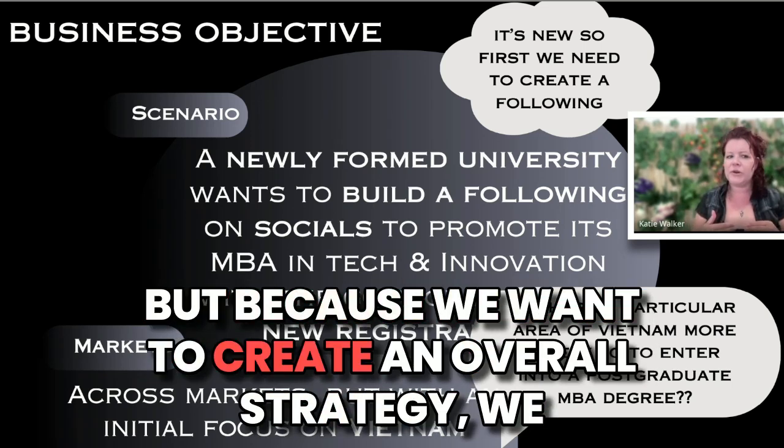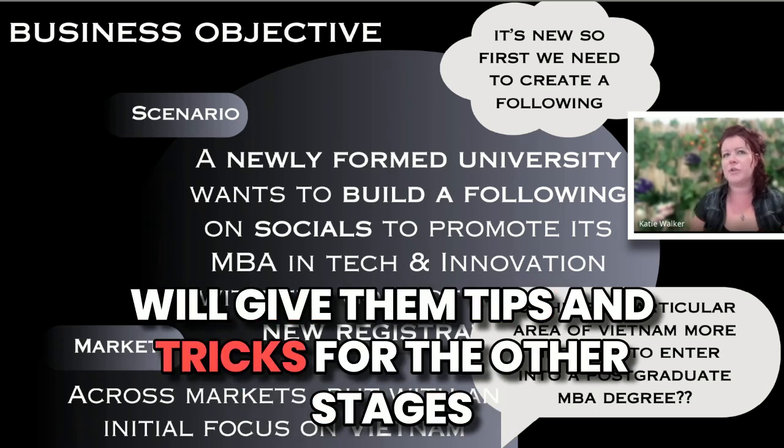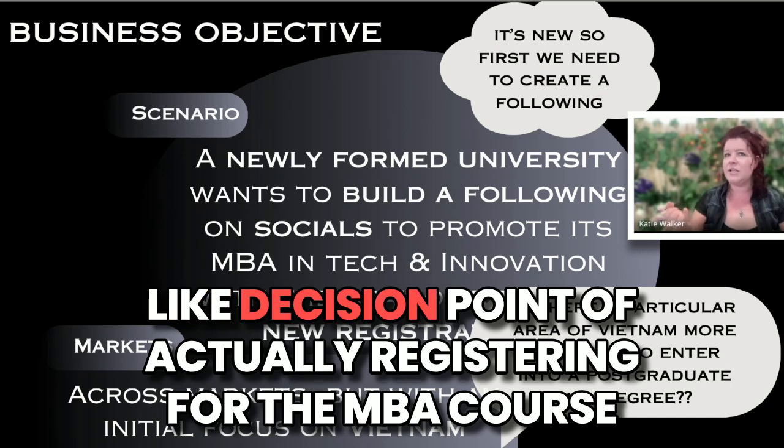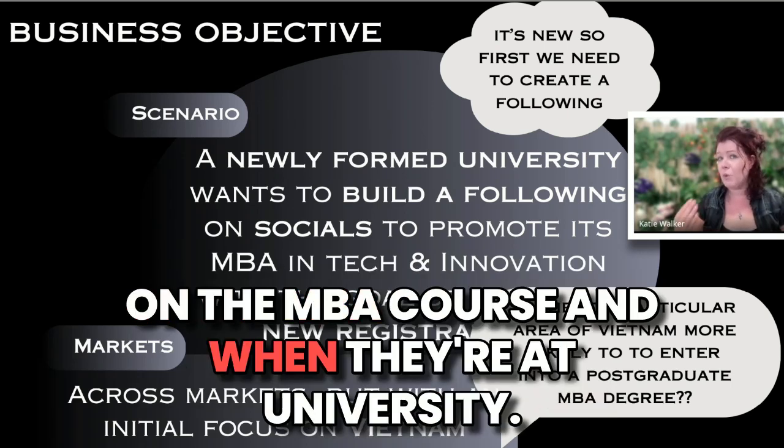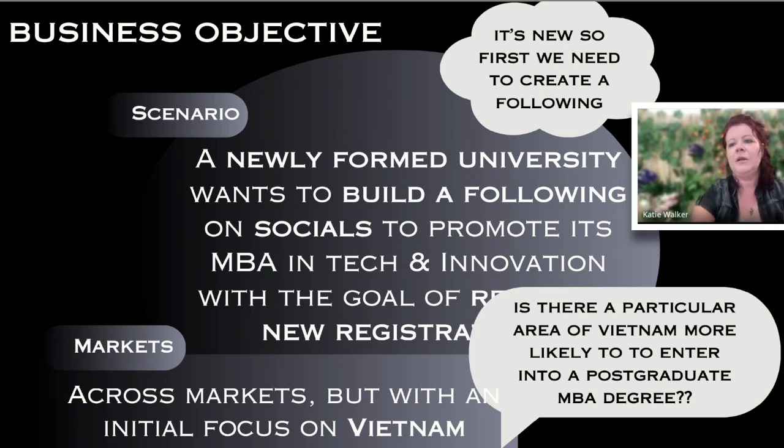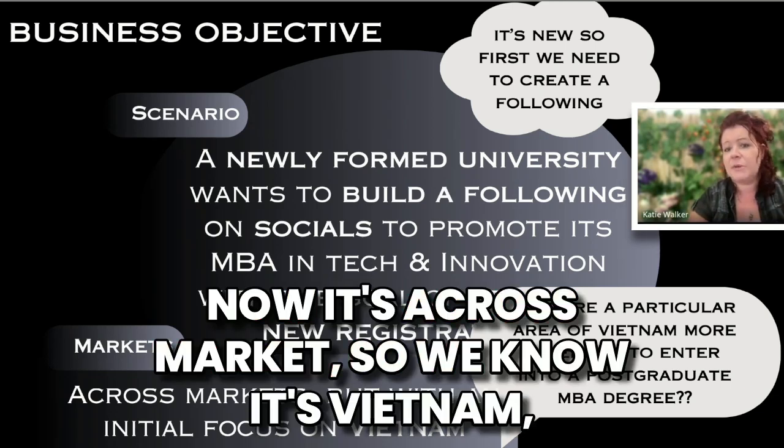But because we want to create an overall strategy, we will give them tips and tricks for the other stages, like the decision point of actually registering for the MBA course, and then how you build social engagement once they're on the MBA course and when they're at the university. Now, it's across markets, so we know it's Vietnam.